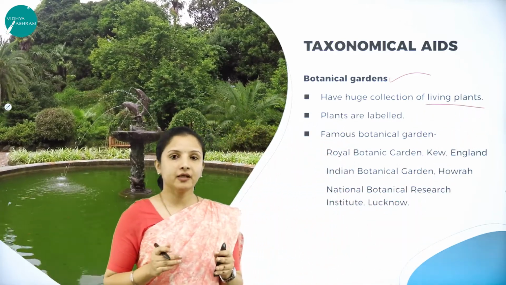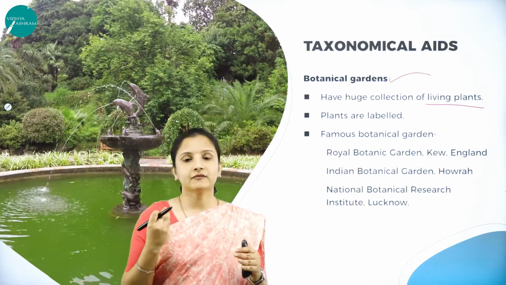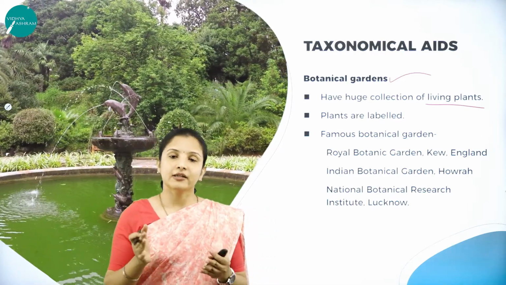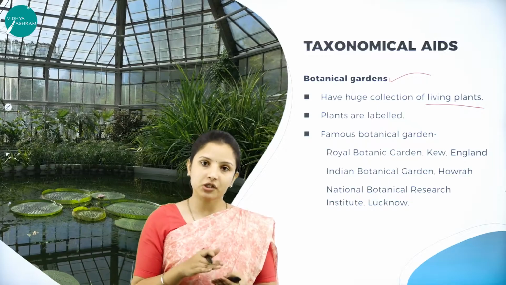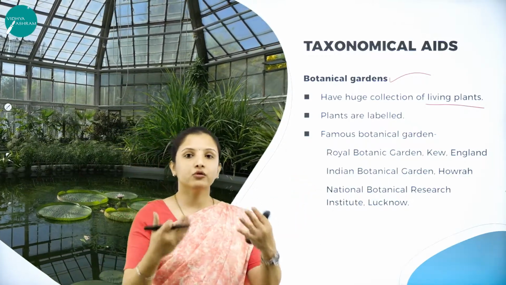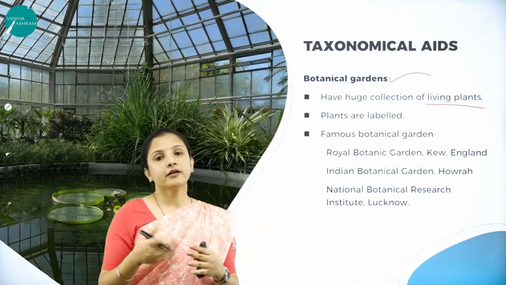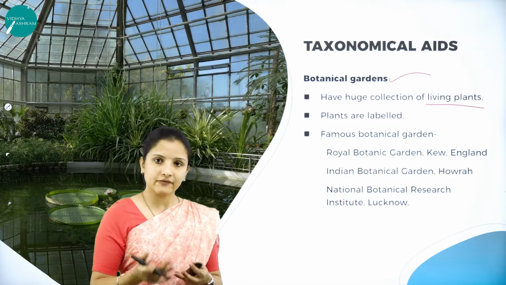So in herbarium, the plants are dead. Why? Because you remove the plant from its original place, then you dry it and then you stick it on the sheet. But in botanical gardens, it is not like that. You go near the plant. The plant will be there in the garden and there you can observe the live plants.